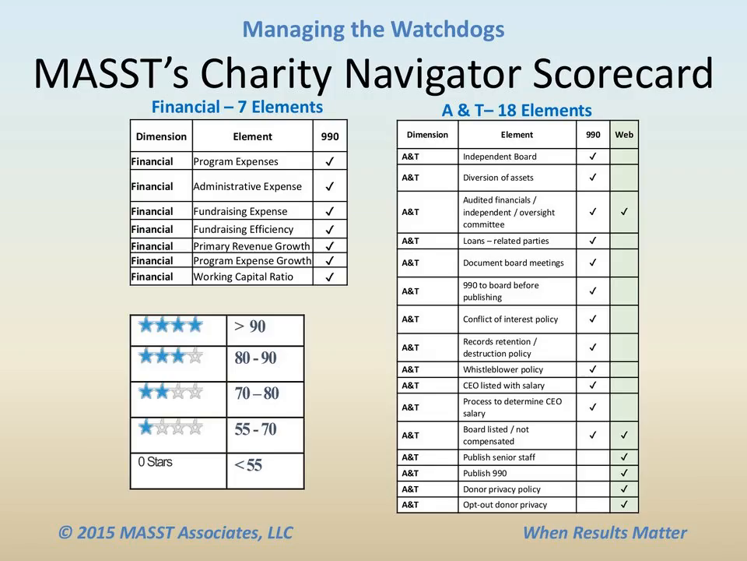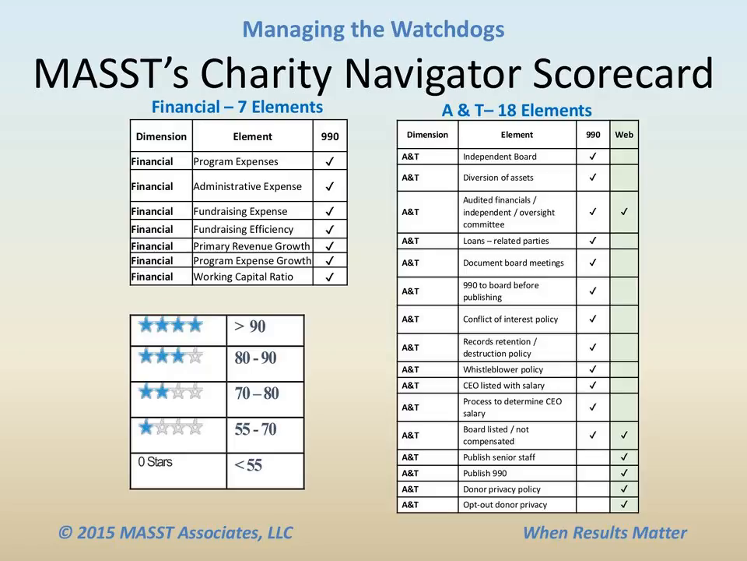So what I'm showing you here is a snapshot of a proprietary scorecard that we developed at MASST Associates, wherein we go in and we actually mimic what a Charity Navigator rating would look like. This is particularly important for organizations that have not yet been rated by Charity Navigator if they want to see how their own IRS 990 and their own website information align.